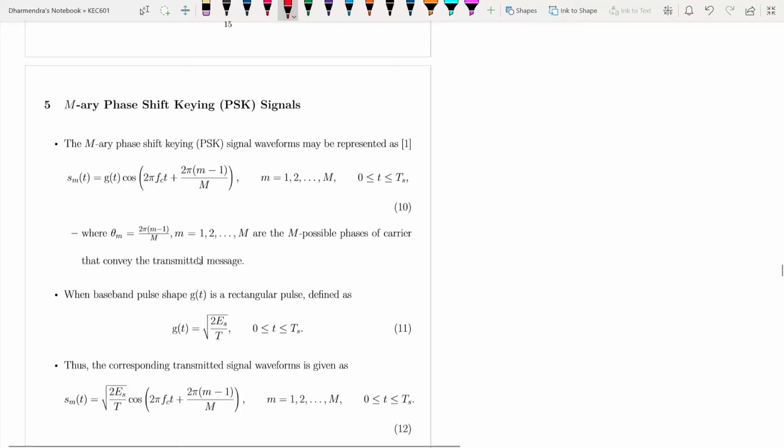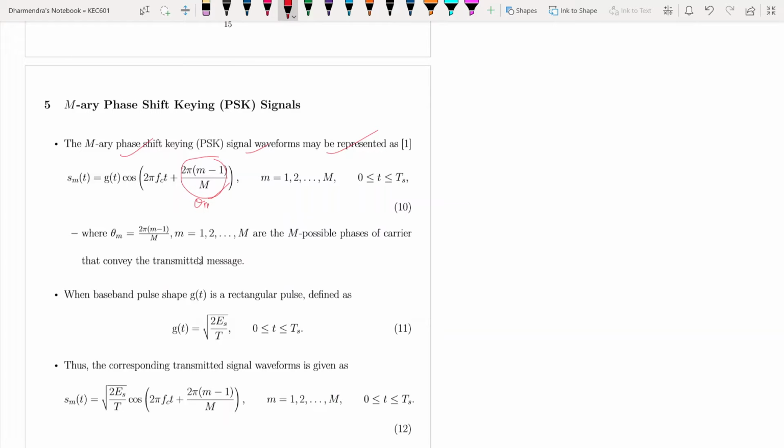So now I will discuss another type of digital modulation scheme, in which the waveforms will differ in phase. Every phase shift keying signal waveform may be represented as Sm of t equals g(t) into cos(2 pi fct plus 2 pi (m minus 1) divided by M). This can be written as theta m.